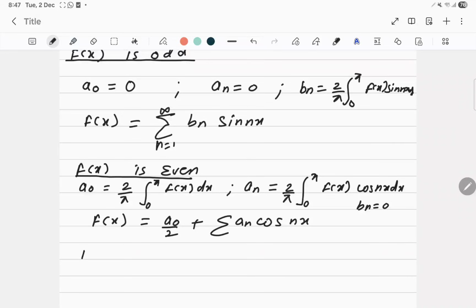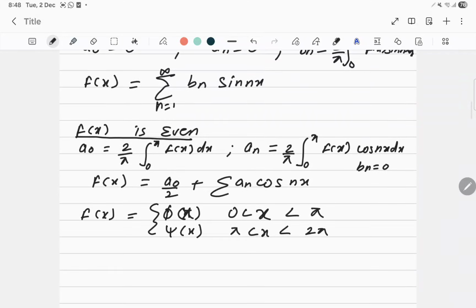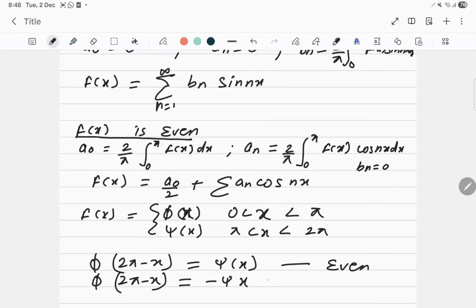Suppose I have a discontinuous function. f of x is equal to, suppose, phi of x for x from 0 to pi, and psi of x for x from pi to 2 pi. So in this case, how will you check even and odd? If phi of 2 pi minus x is equal to psi x, then it is even. And if phi of 2 pi minus x is equal to minus psi x, then it is odd. And once I know that the function is even or odd, my concept will remain the same.